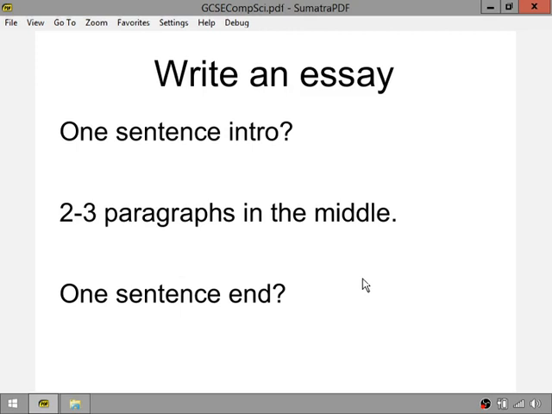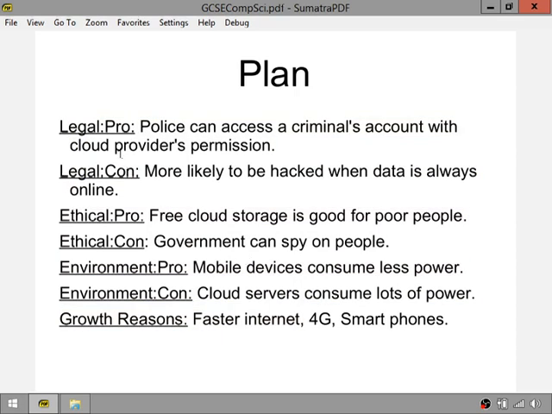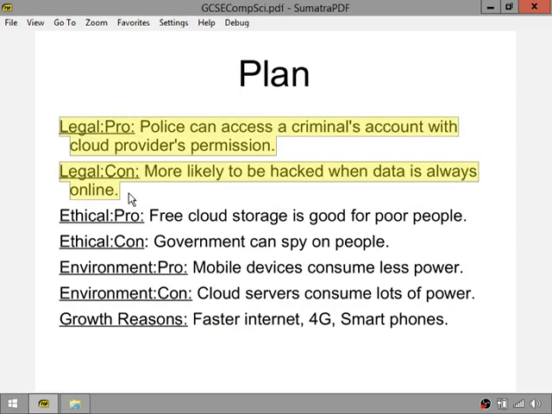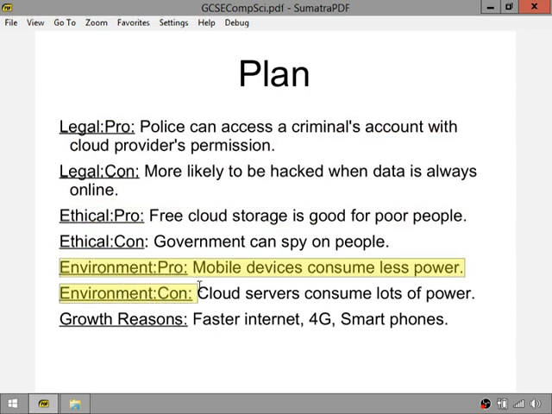And I would suggest when you're writing your essays, just have one sentence to introduce the essay, and then one sentence to end the essay. And then in the middle, you can have about 2 or 3 paragraphs to explain these points that you've made. So if it was me doing this, I would probably put a paragraph that just talks about legal issues, a paragraph for ethical issues, and then a paragraph for environmental issues. I'd probably put growth reasons in the introduction, or I'd probably put it at the bottom of the essay in the end.